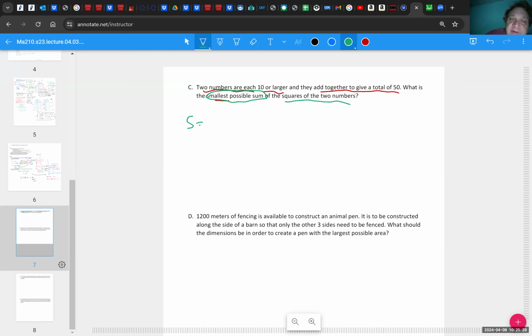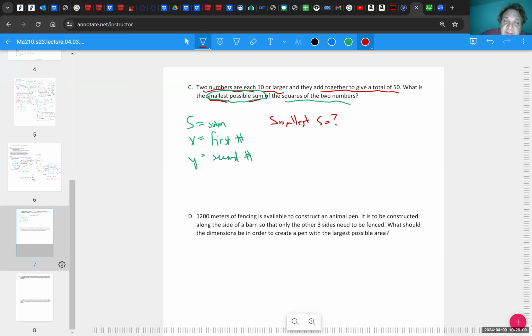So S is equal to the sum. Let's say X is equal to the first number, and Y is equal to the second number. We're looking for the smallest sum. So we want the smallest S. To find the smallest S, I have to find an equation for S.